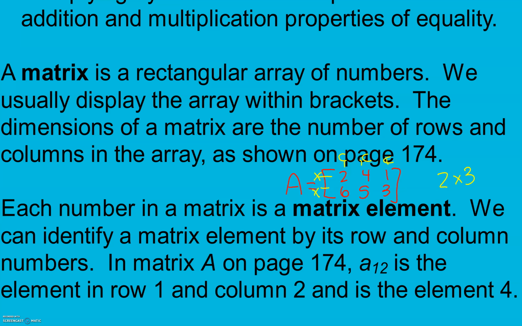Each number in a matrix is a matrix element. We can identify a matrix element by its row and column numbers. So in matrix A here, A12 is our element in row 1, column 2. So it's where these overlap. Row 1, column 2, that gives us a 4. This element is a 4. Okay, the first numbers are row, then column. Row, then column, and we get a 4 there.